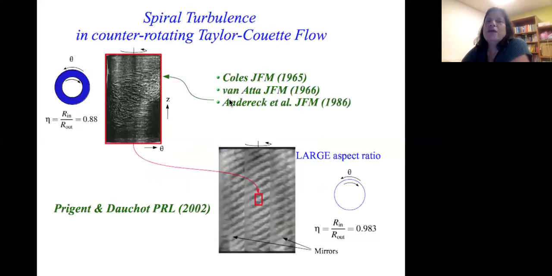But here you could think, as Coles and Van Atta and Andereck et al., that you have a patch of turbulence and a patch of laminar, and it's amazing that they coexist, but that's about where it stops. Prigent and Dauchot, by doing these very large aspect ratio experiments, saw that this patch of turbulence was actually one of a repeating, regular pattern of bands with a regular wavelength and a regular angle. This is Taylor-Couette flow, but seen with mirrors from the back, and you see the whole thing, and you see how regular these patterns are.